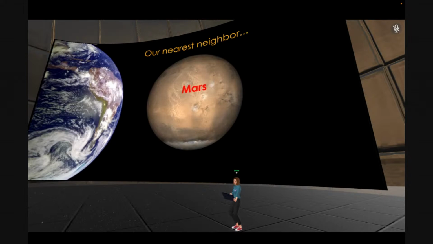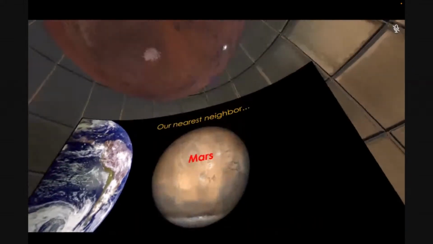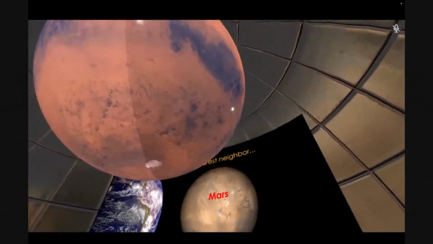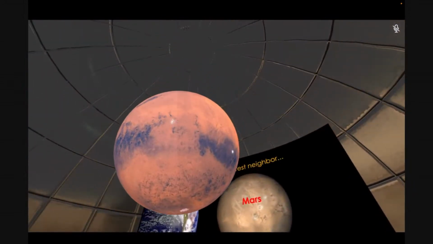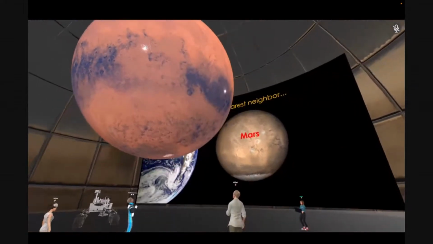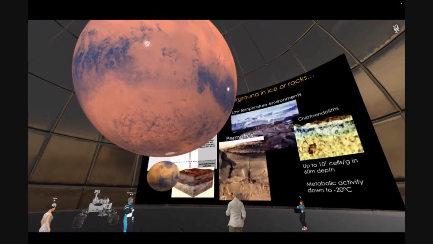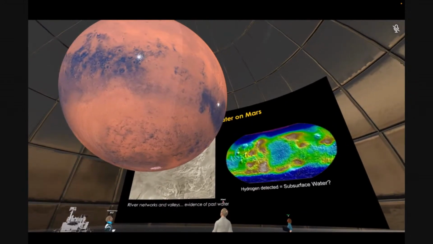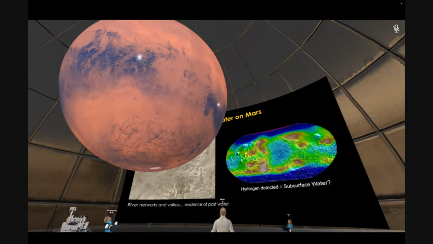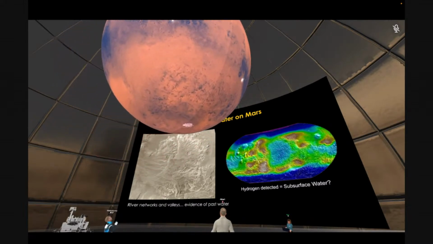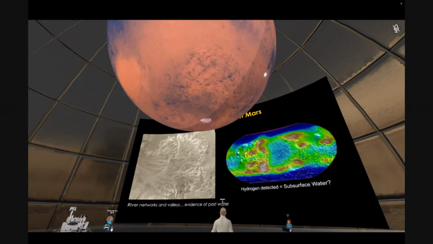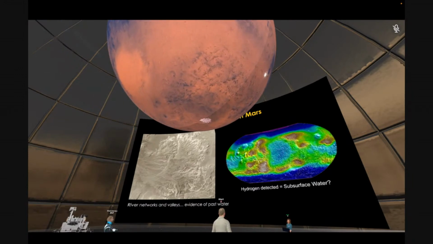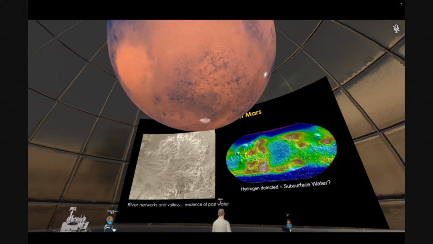All right, but let's talk for a second about our nearest neighbor, Mars. So we've got Mars up here at the top of the dome if you look up. And so this is a great view to look at some of these craters and other features of Mars. If it's a little hard to see in the big planet view, you can look at the slide, which is a zoom in of a valley network on Mars, where you can really see the evidence of water that existed a few billion years ago on Mars.